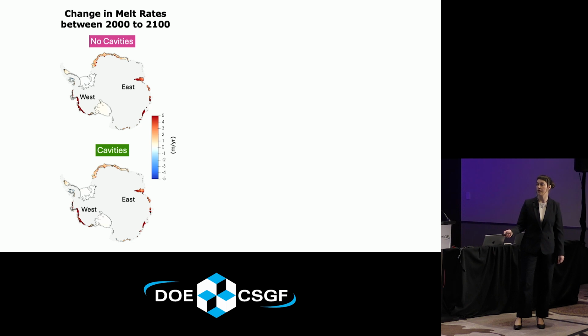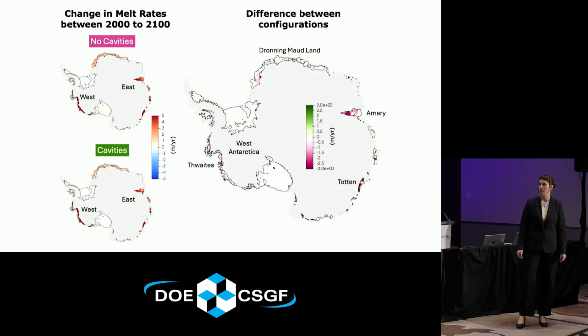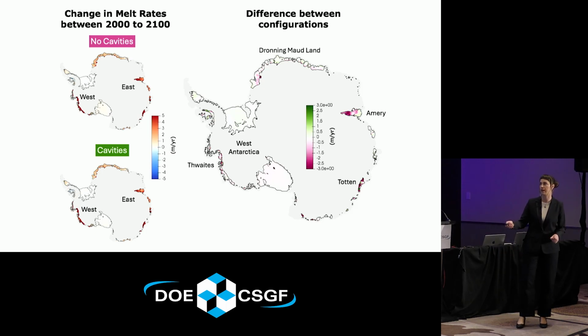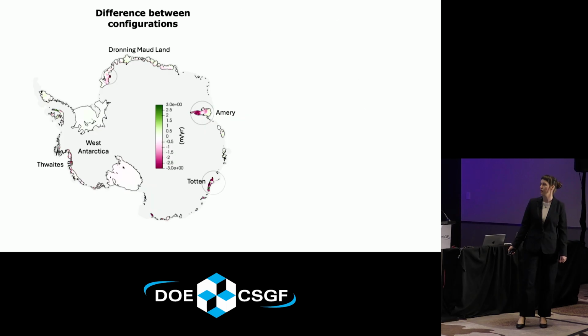So on the left-hand side here, I have the change in melt rates from 2000 to 2100 for both configurations. We're seeing elevated melt by these red spots in both West Antarctica and East Antarctica at these ice shelves. But I'm more curious about which configuration is contributing more. So I take the difference between these two cases.